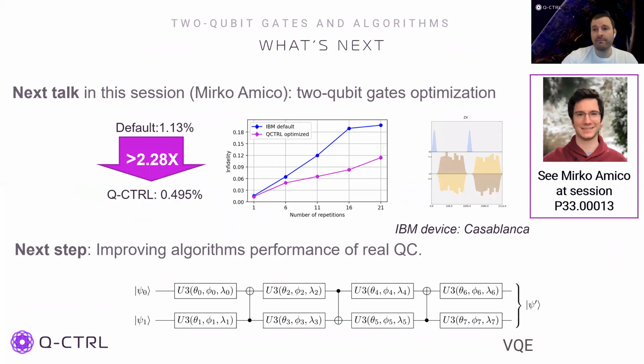So what's next? In the next talk of this session, Mirko will show us an improvement of more than 2x that can be achieved with 2-qubit gates, which in general pose a much bigger challenge on real hardware compared to single-qubit gates. On top of that, our next step is to go beyond gates and use reinforcement learning and other black box optimization methods in order to improve the performance of small-scale algorithms on real hardware. That's all for me.